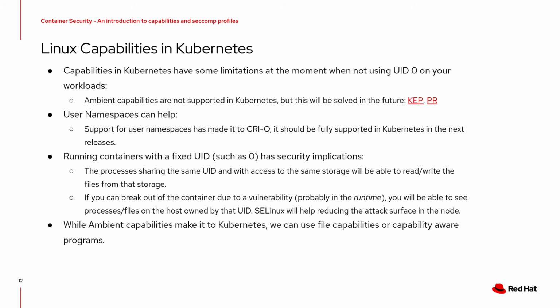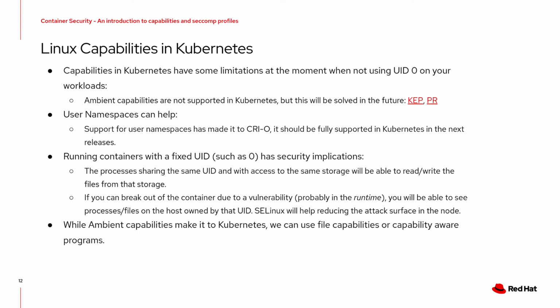Okay, now that we know how we can use capabilities and Seccomp profiles in containers in our local system, it's time to see how we can do the same thing on Kubernetes. Capabilities in Kubernetes have some limitations at the moment when not using UID 0 on your workloads, or what is the same, when you're not running your containers with the user root. That's because ambient capabilities are not supported in Kubernetes, but this will be solved in a future Kubernetes enhancement. In this case, user namespaces can help, but at this point, support for user namespaces has made it to CRI-O, and it should be fully supported in Kubernetes in the next releases.